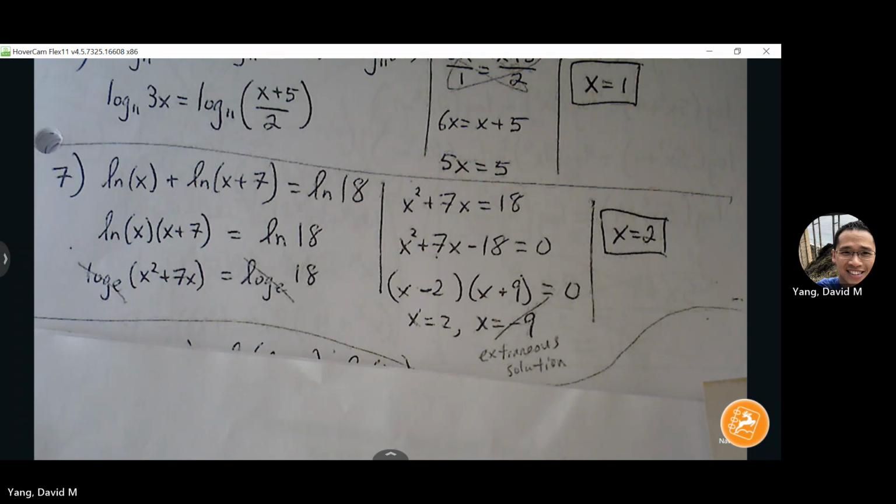But either case, if one parentheses causes an issue with the solution, then it's an extraneous solution. So if it works for one but not the other, it's not good enough. We have to remove it. It needs to work for every one of my equation.